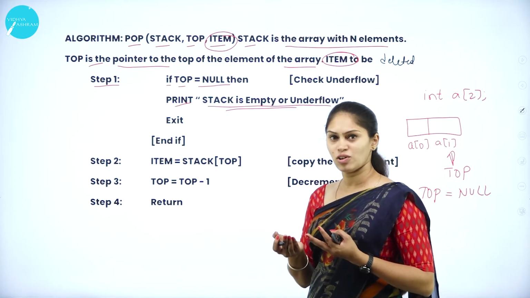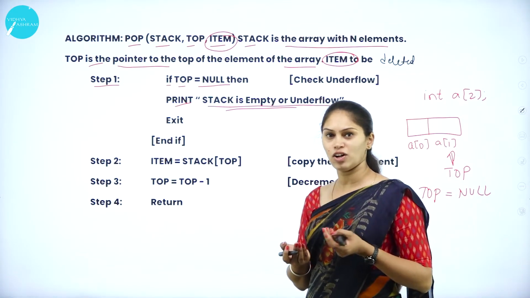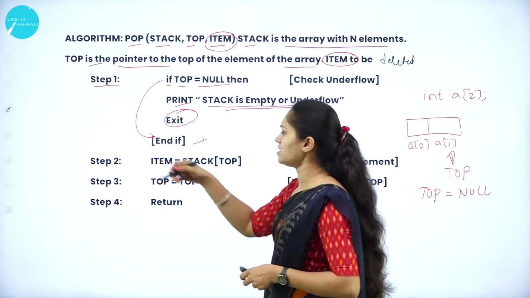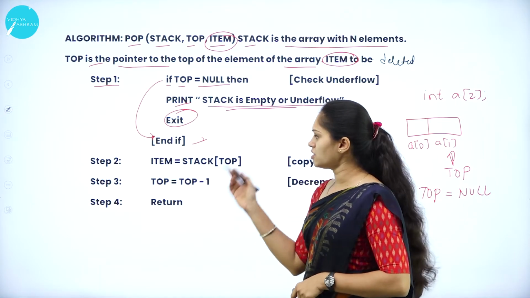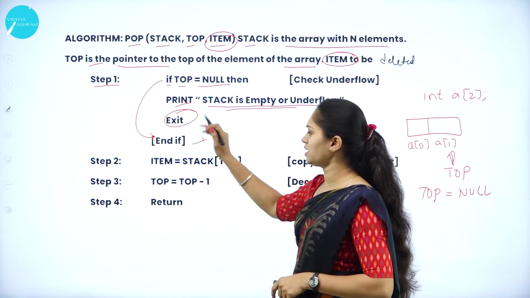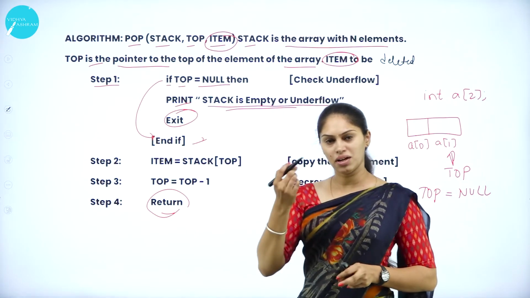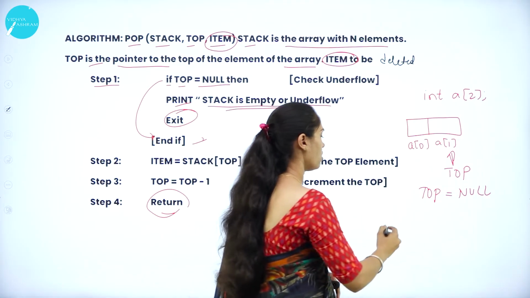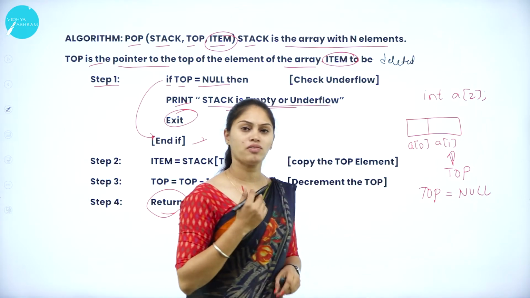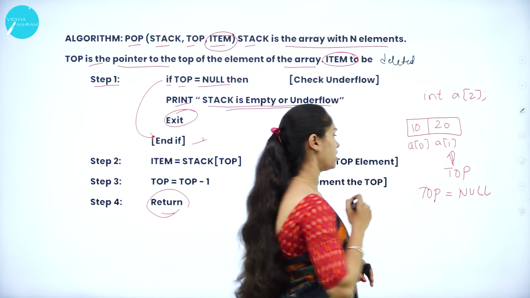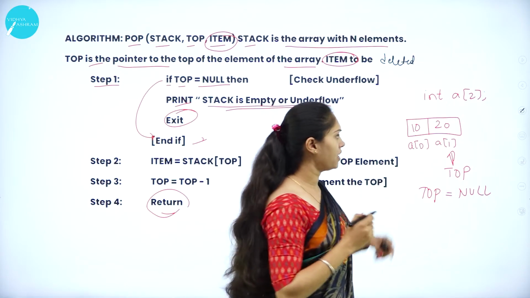So when there is no element, what can I do? I cannot do anything. I'm just going to exit. I'm just going to end this if loop. Okay. So if this is going to execute, then it will come here and just return. But now let me take one more scenario. I have created a stack of size 2 and I have elements. So let me take 10 and 20. So these two are my elements.